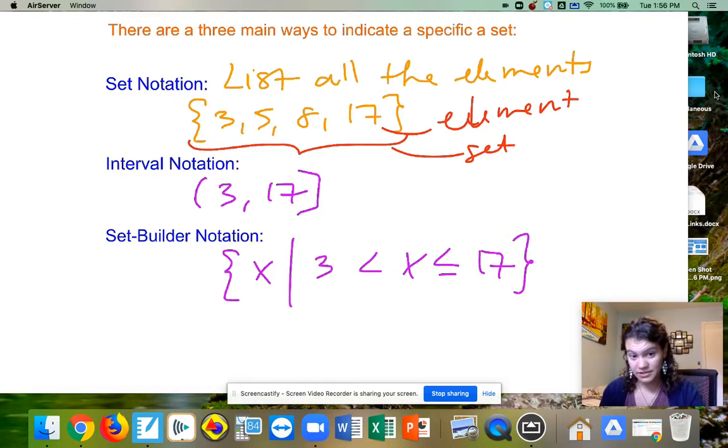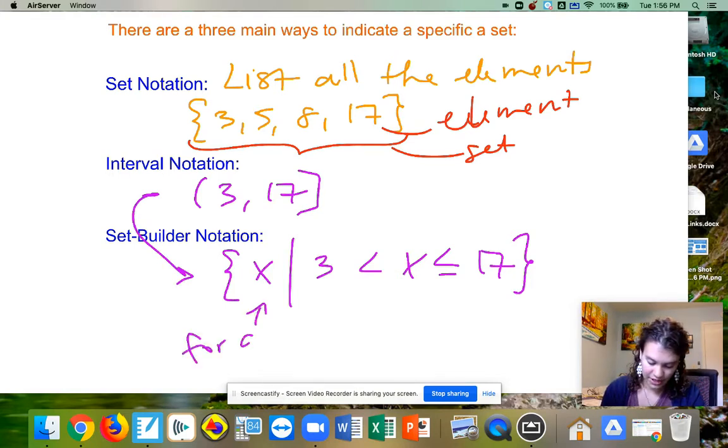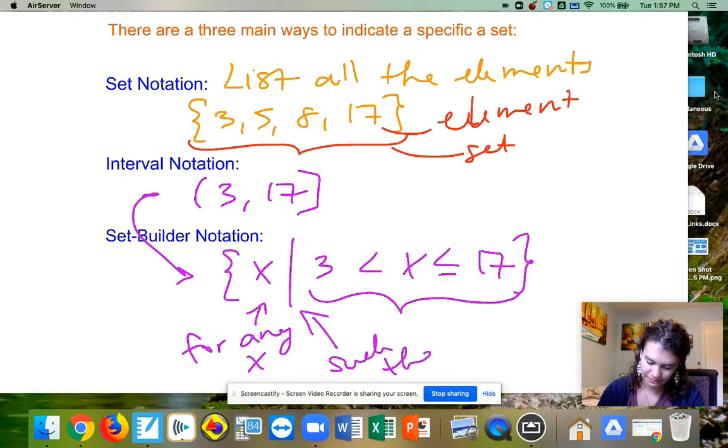So this set builder is exactly what we had right here. It's the same one. What this is saying is, for any x you pick, this second part has to be true. So for any x, it has to be greater than 3 or less than 17. This line right here is kind of an abbreviation for "such that." So if I read this set builder notation, it would say for any x such that 3 is less than x is less than or equal to 17.